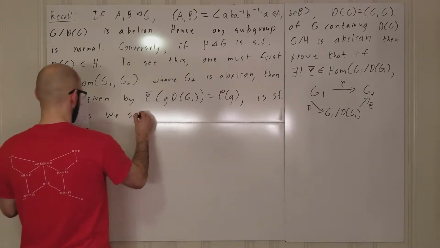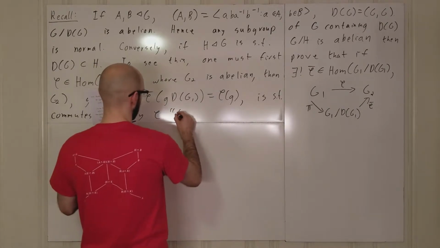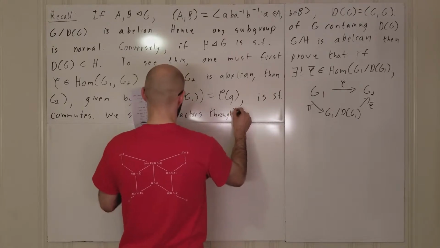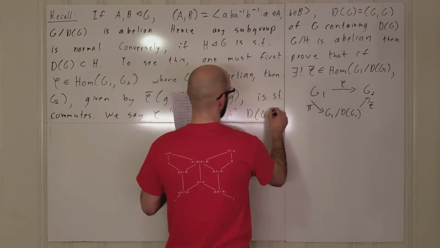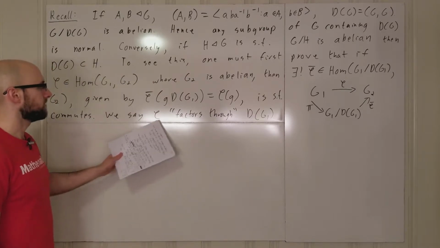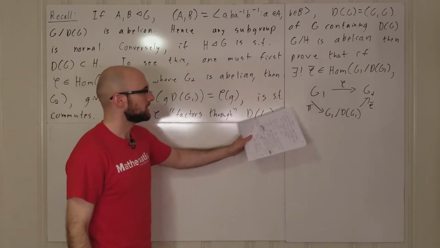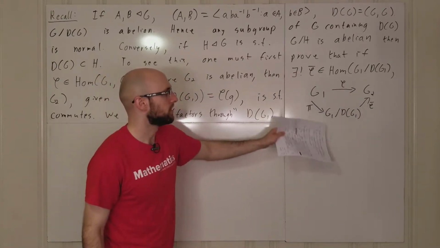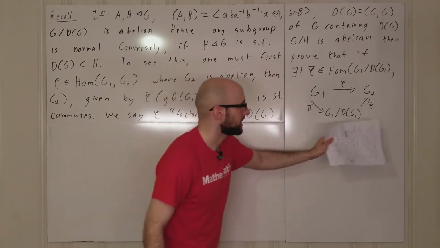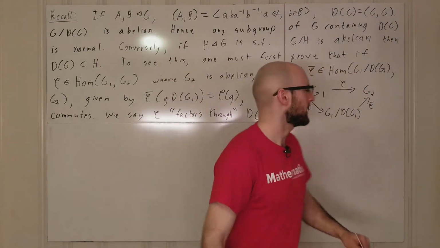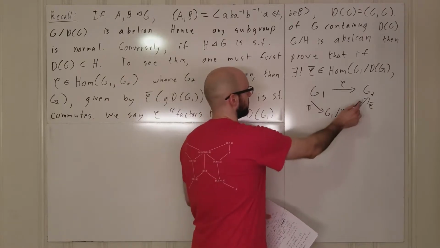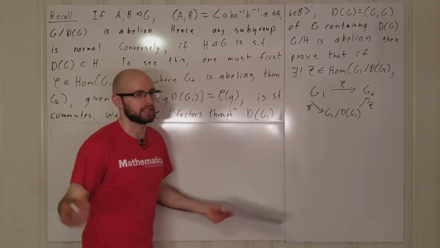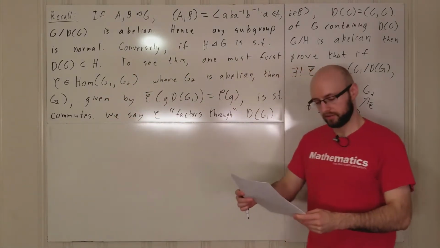So we say, in this case, phi factors through dG1. And by saying phi factors through dG1 means that we can write phi as the projection onto G1 mod dG1 and then map that into G2. So I guess the factoring means that you're going through this way. I don't know where this terminology comes from, but I guess this is what people call it in algebra.